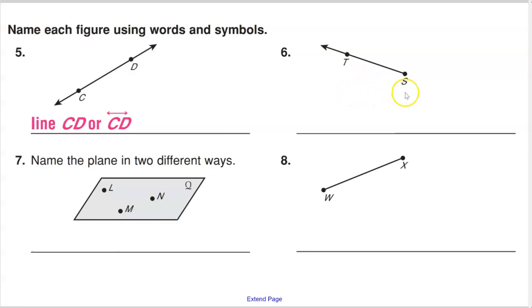All right, next we've got a ray. It has an endpoint and it goes on forever in one direction. So we're going to name it ST. Can't name it TS. You have to name it ST because you've got to start with the endpoint. So that's going to be ray ST or ST.